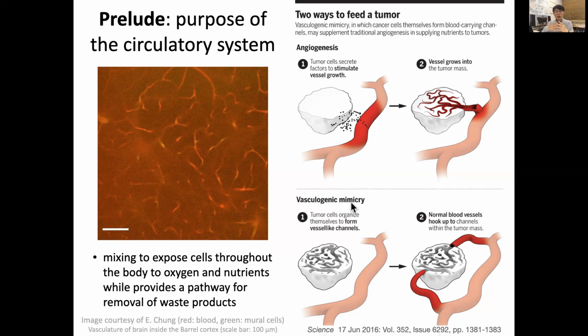Let me reiterate, there are two big ways of forming vessels. One is forming new vessels from existing vessels, such as angiogenesis. Another way is thinking about development, where you have to create blood vessels not from existing vessels. That we call vasculogenesis. What people have found in tumors is a very interesting phenomenon: the tumor cells organize themselves to form vessel-like structures, hollow channels inside. Then normal blood vessels hook up to channels within the tumor mass to feed the tumor. This is named vasculogenic mimicry because it mimics vasculogenesis in normal physiology.